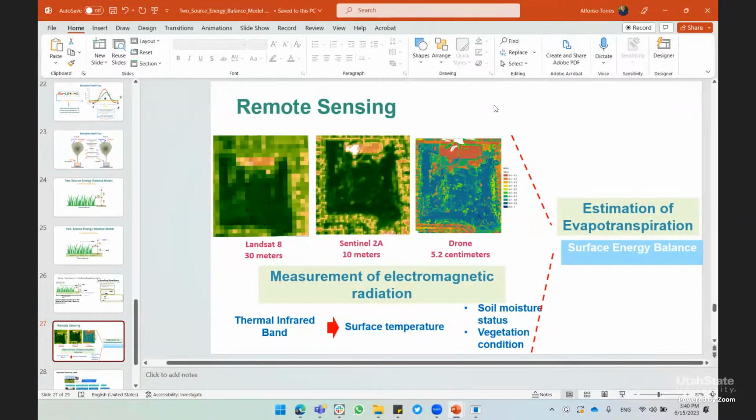There is another way to estimate this, and this is what we want to do. Crop water stress index is equal to 1 minus T over T0, where T is transpiration and T0 is potential transpiration.